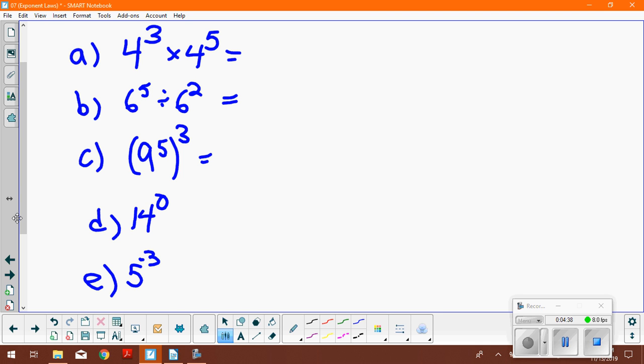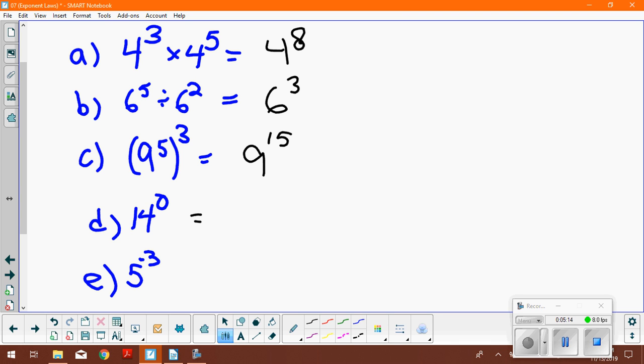So the first one, I'm 4 cubed times 4 to the power 5. We are multiplying the powers, so I add the exponents. So that is 4 to the power of 8. For 6 to the 5 divided by 6 squared, we're dividing the powers, so I'm going to subtract. So that is 6 to the power of 3. For the next one, it's power to a power, so multiply. And I accidentally used a bunch of the same numbers, but that's okay. That's 9 to the 15.